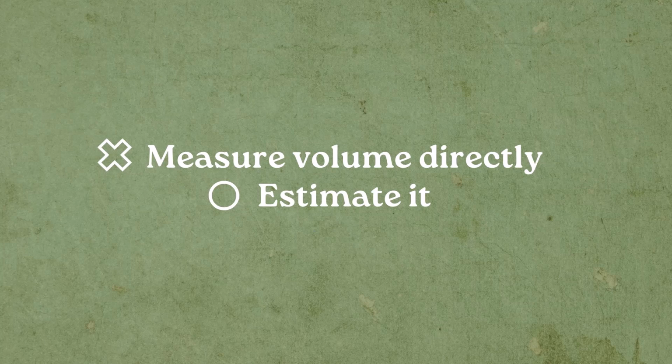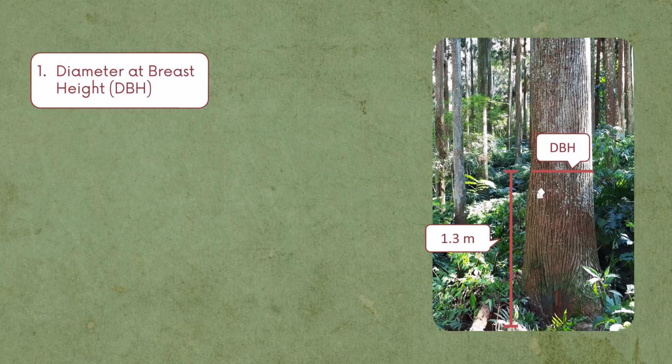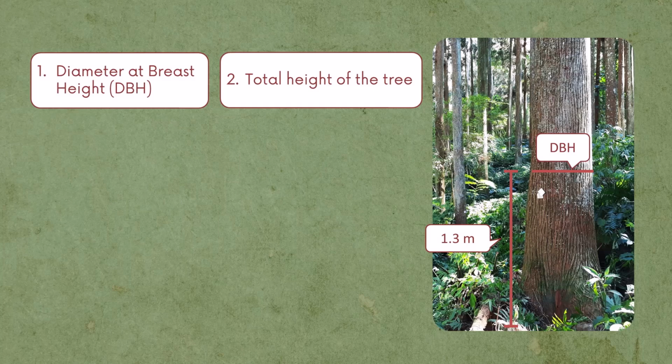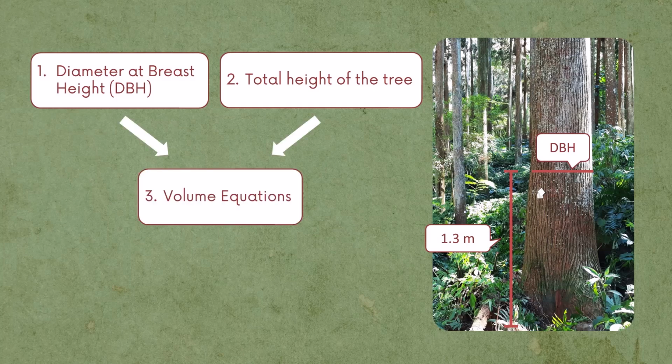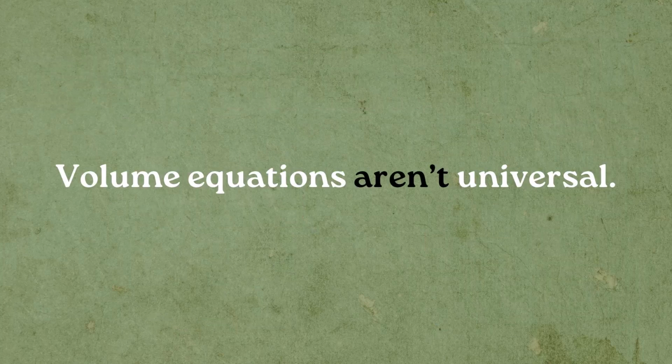Here's the thing. We can't measure tree volume directly. Instead, we estimate it. Typically, after selecting a group of trees, we measure 2 key attributes. First is the diameter at breast height, or DBH. The diameter of the trunk measured 1.3 meters above the ground. Second, we measure the total height of the tree. Next, we input the DBH and tree height into a volume equation. Do some calculations, and that's it. We get the estimated volume of the tree. Sounds good, right? But here's the catch.